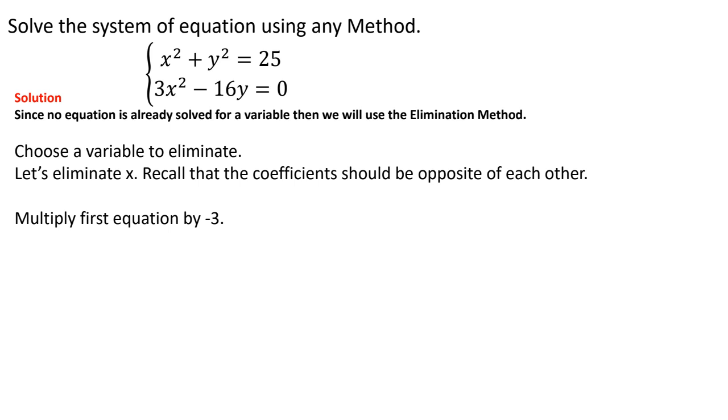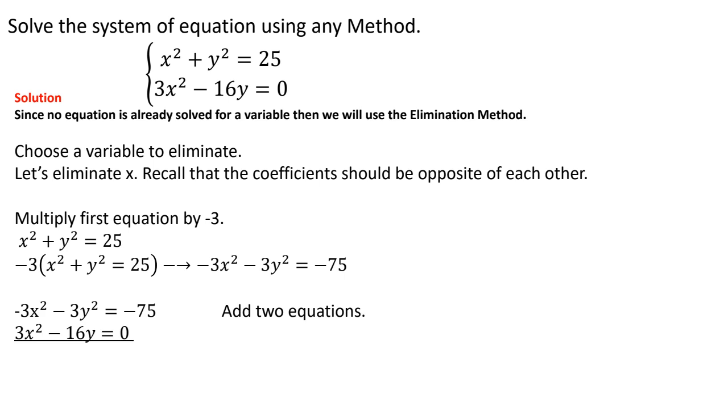I'm going to multiply negative 3 to that first equation, which is a circle. So negative 3 times x squared is a negative 3x squared. Negative 3 times the y squared is a negative 3y squared. And the negative 3 times the positive 25 gives me the negative 75. I'm going to add it to that second equation. Okay, so we have negative 3x squared with a 3x squared. I know that's going to give me the 0.